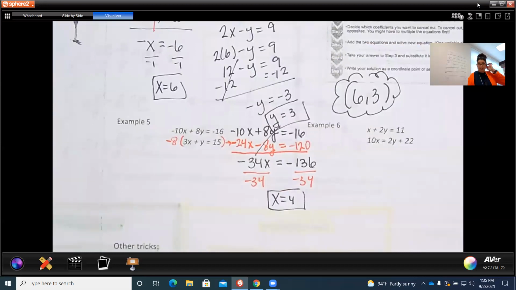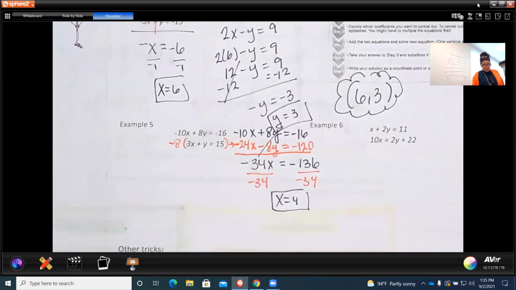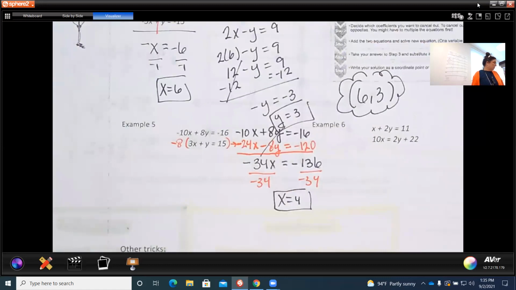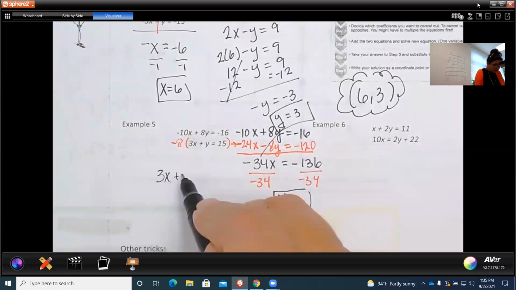Plug in x equals 4, also known as substitute. Does it matter which original equation I use? No. Am I going to get two different answers depending on which equation I use? No, you're going to get the same answer. That's why it doesn't matter. So I just pick whichever one looks easiest. The bottom equation looks easiest to me.